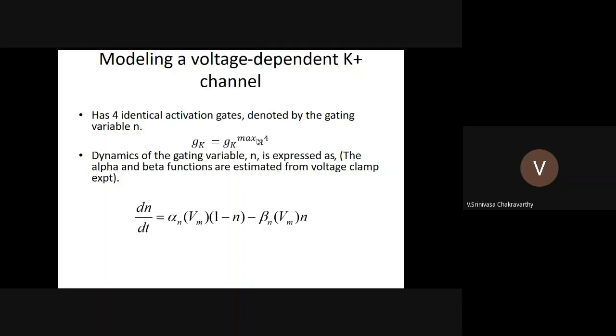Just like before, if all the potassium channels are open, the maximum conductance to potassium for that patch of membrane is given as GK max. Therefore, at any given instant, when some channels are open and some are closed, the actual conductance of potassium is GK max times n to the power 4, where the gating variable dynamics of n is given by dn/dt equals alpha n, a function of Vm, times 1 minus n, minus beta n, a function of Vm, times n.